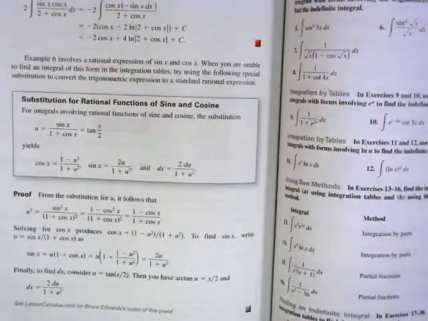And you're going to use this substitution, the substitution for rational functions of sine and cosine. u is going to be sine x over 1 plus cosine x, which turns out to be tangent of x over 2.